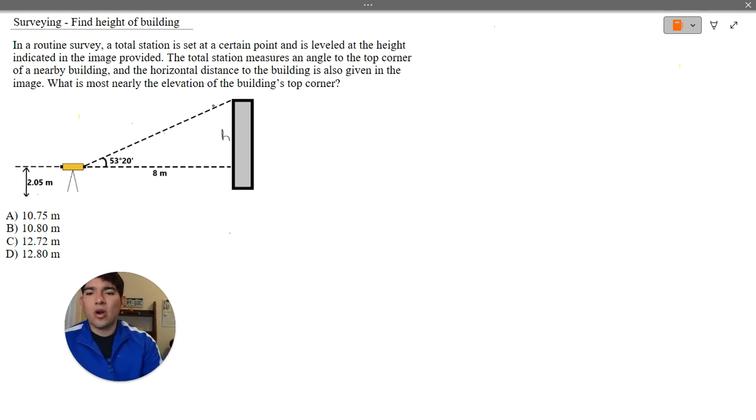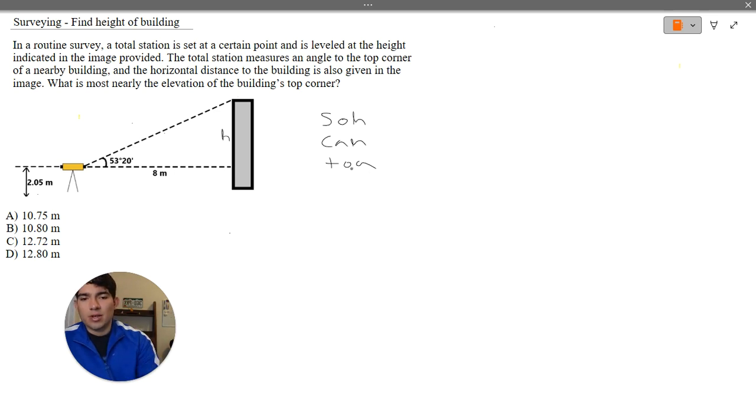So whenever you have a problem like this where you need to find a side of a triangle, make sure you remember the trigonometry functions. A good way to remember them is SOHCAHTOA. So for the sine function, it'd be SO, which is opposite over hypotenuse. And then for the cosine, it'd be adjacent over hypotenuse. And then for tan, it'd be opposite over adjacent.